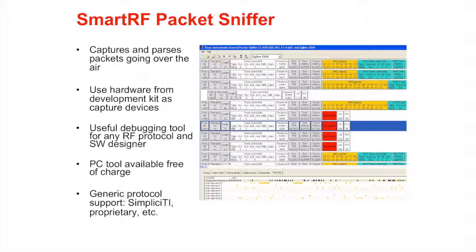SmartRF Packet Sniffer is a tool that can be used for capturing and parsing of packets going over the air. The GUI quickly gives you an idea of what's being sent over the air. It can be a valuable tool for debugging and analyzing an RF protocol. The capture device is typically one of the nodes from the development kit, be it a USB dongle or an evaluation board, such as a SmartRF evaluation board with a radio evaluation module. Supported protocols are Bluetooth Low Energy, Zigbee RF4CE, Zigbee 2007 Pro, Simplicity I, Generic Protocol, Raw Data.